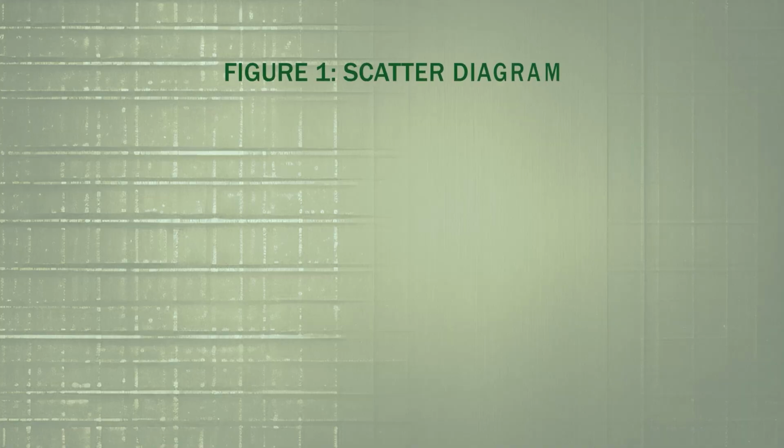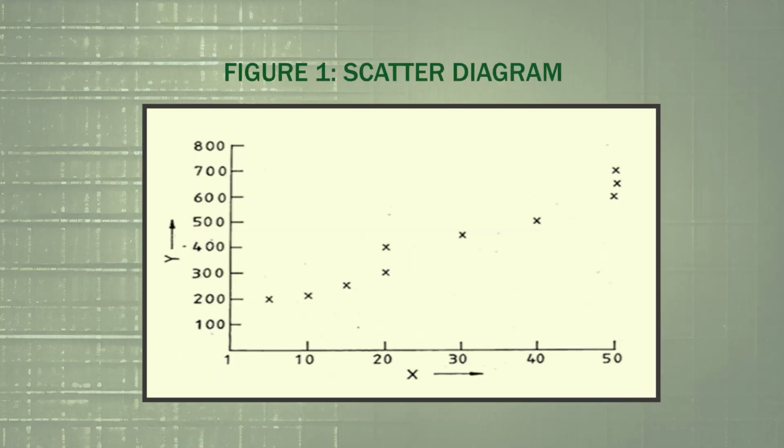when this data is plotted on a graph, we obtain a scatter diagram as shown in Figure 1. You can see from the scatter diagram that the power of scatter diagrams lies in their ability to reveal patterns between variables. By looking at the distribution of data points, we can identify different types of relationships.